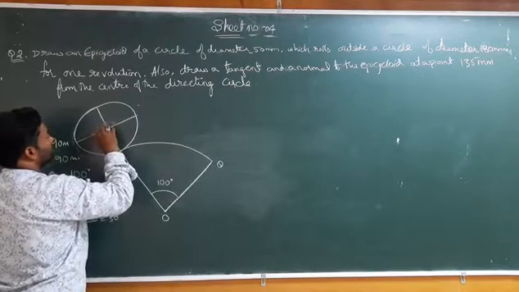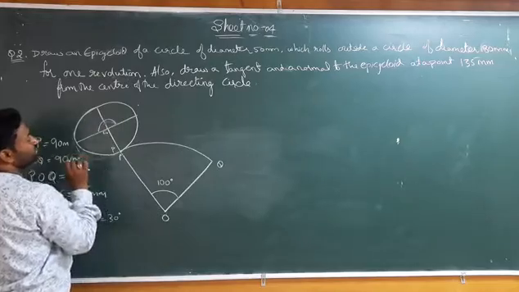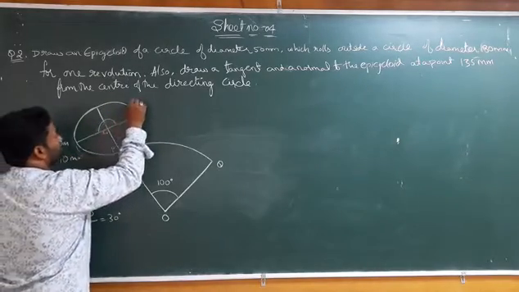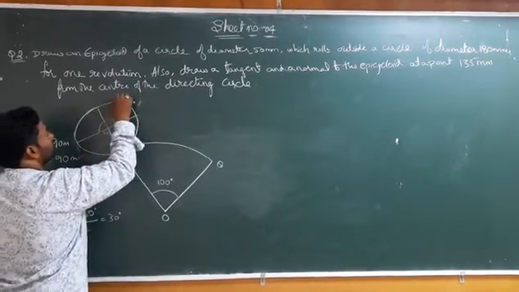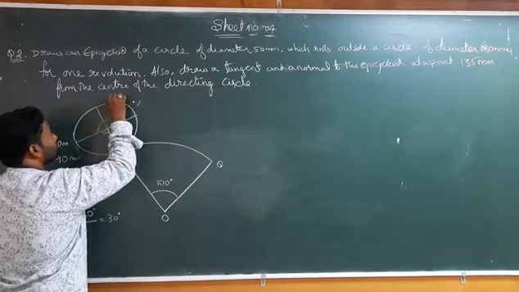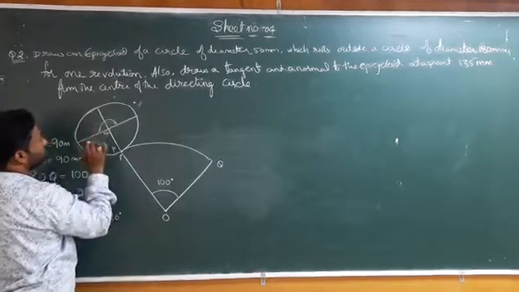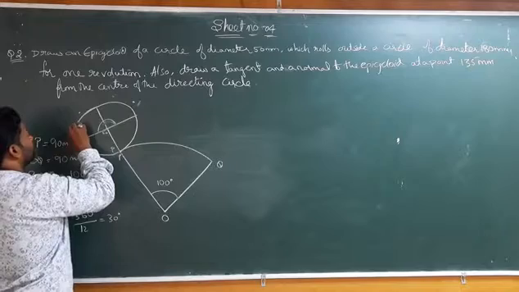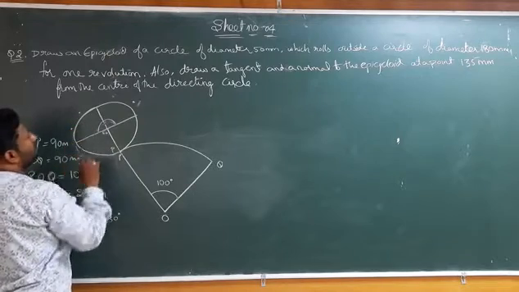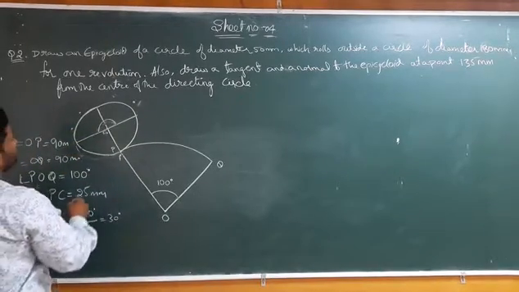Suppose here we are placing the protractor like this. We will mark 30 degree, 60 degree, 90 already is there, 120, 150 and 180. Simply we will extend this line.